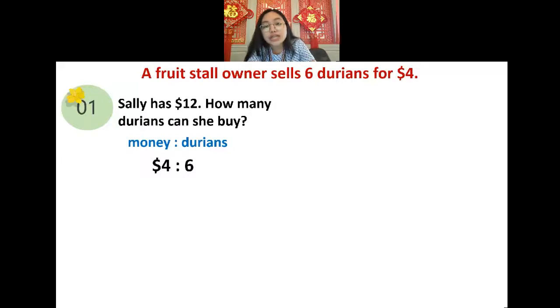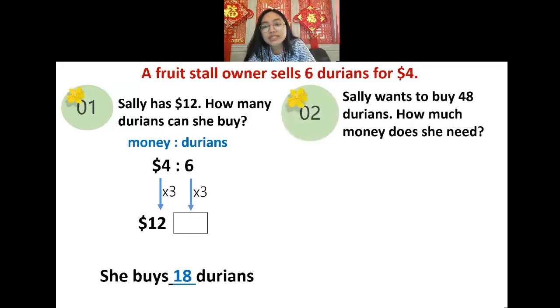So since Sally has $12, how many could she buy? Think of a number that you're going to multiply to 4 to make it $12. So we have 6 times 3, that is 18 durians.